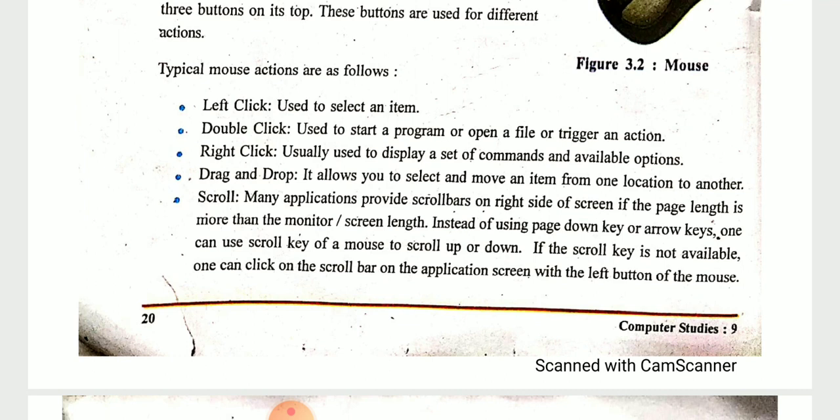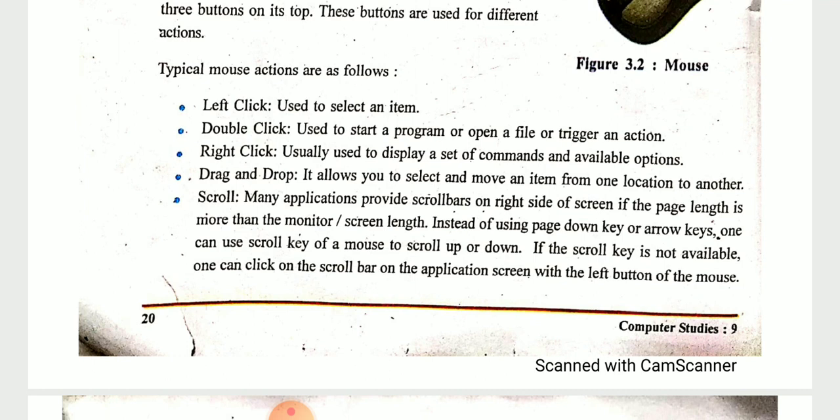So, left click. With the use of left click, you click the left button once. This is used to select an application after you point to it. Left click is used to select an item. Then double click. Click the left button twice quickly. This is used to open an application after you have pointed to it. So double click is used to start a program, open a file or trigger an action.